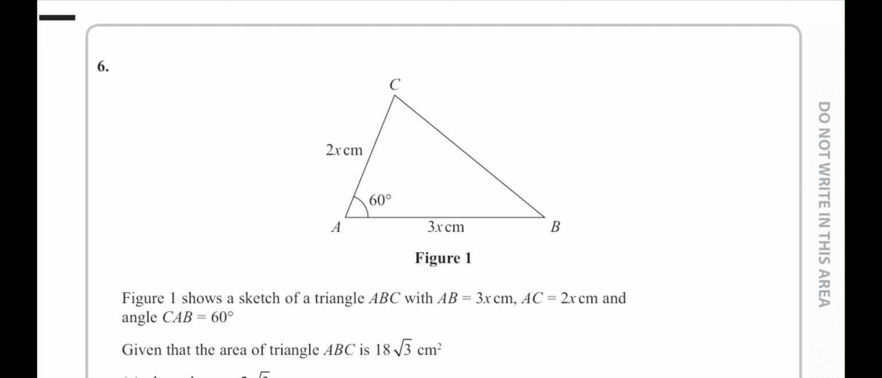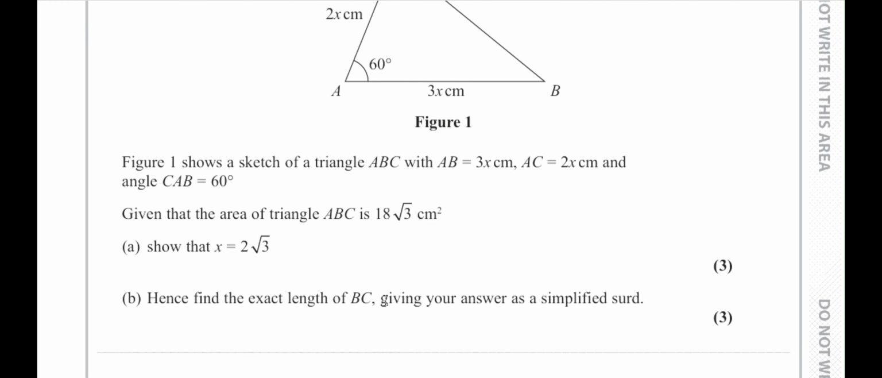Question 6. Figure shows a sketch of a triangle ABC with AB equals 3x centimeters, AC equals 2x centimeters, and angle CAB is equal to 60 degrees. Given that the area of the triangle ABC is 18 root 3 centimeters squared, show that x is equal to 2 root 3. So the sine rule for area of a triangle is half ab sine of angle C in between a and b sides.